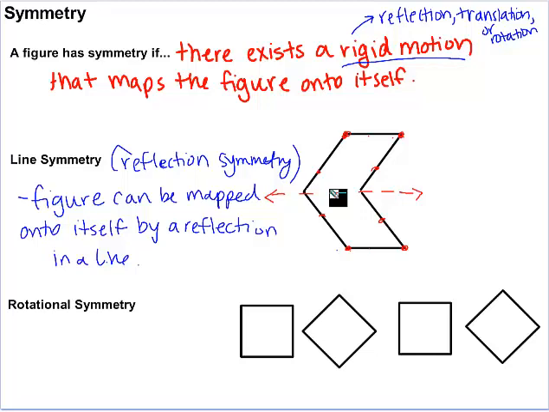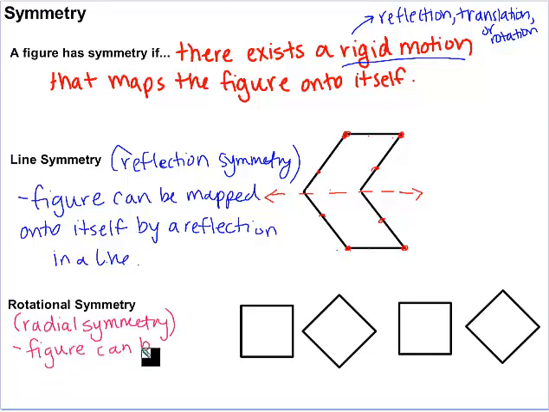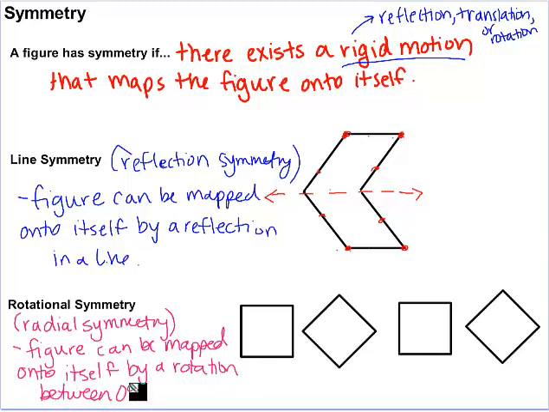We can also have rotational symmetry. Another word that rotational symmetry is sometimes called is radial symmetry. And what rotational symmetry tells us is that the figure can be mapped onto itself by a rotation between 0 degrees and 360 degrees.